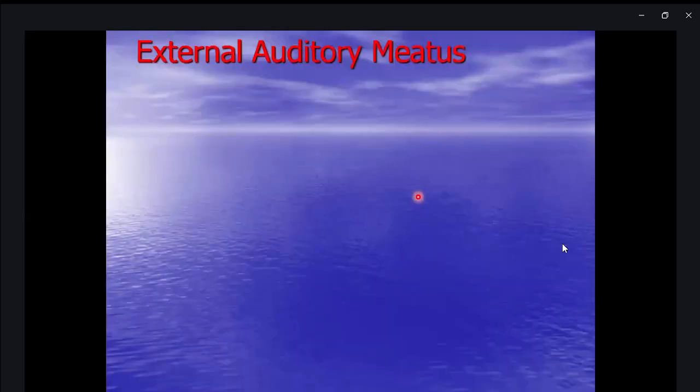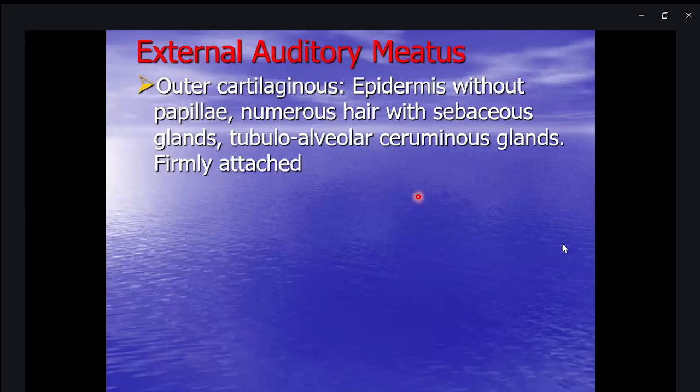The external auditory meatus is sigmoid in shape. The outer part is mainly cartilaginous, and the inner part is osseous. And the cartilaginous part is continuous with the epidermis, the skin covering it. And they also have some hair. Of course, the hair is also part of the skin. There are sebaceous glands. Of course, sebaceous glands are associated with the hair.